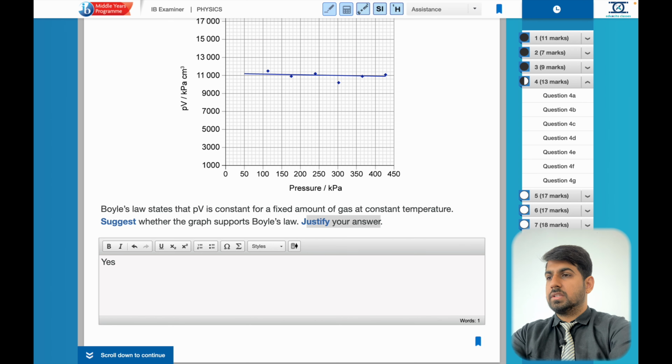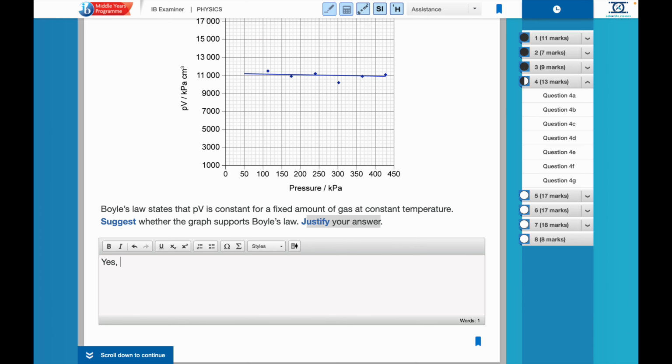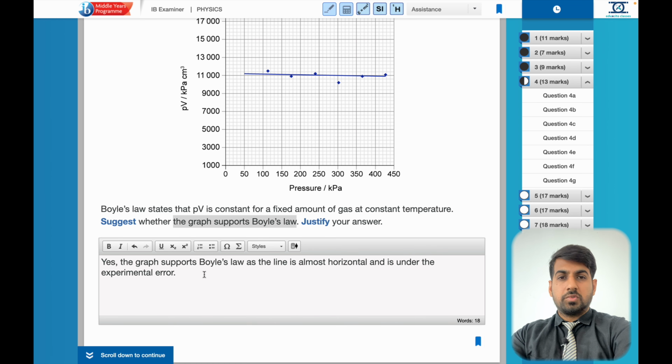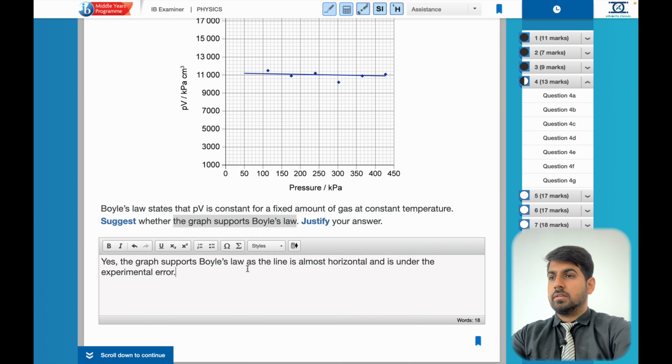Let me write it down and then I will explain. Okay, so yes, the graph supports the Boyle's law. As the line is almost horizontal, it shows that PV is constant and it is under the experimental error, okay.